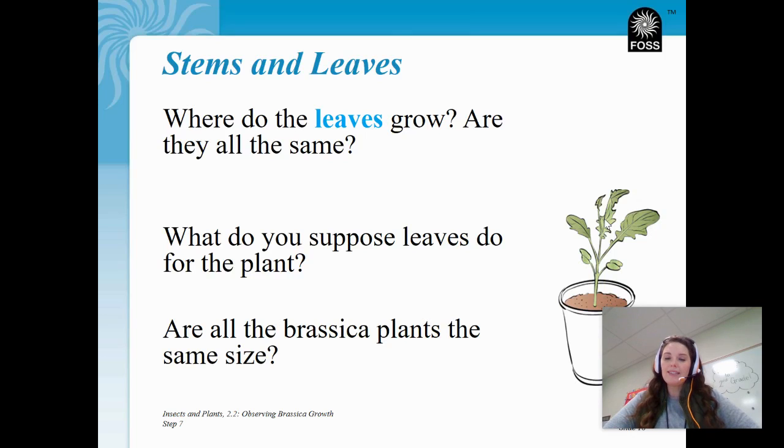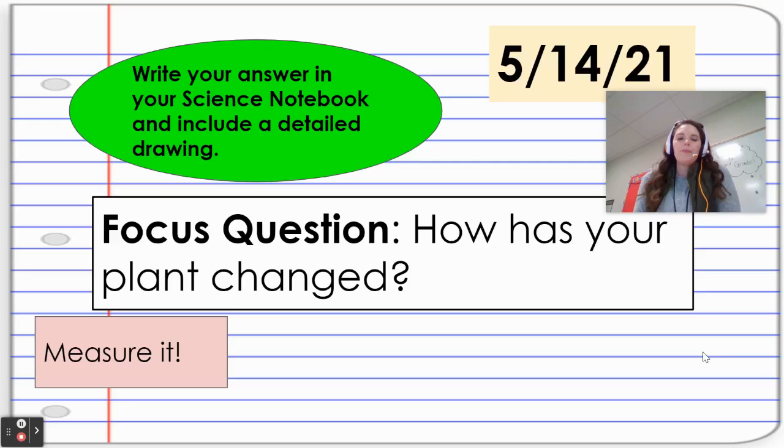Are all of your brassica plants the same size? They might be. Mine are not. I know this because when they started to sprout, I only had 2 sprout at first, and my third one took a while longer. So my third plant is smaller than the other 2. Now that you've had a chance to observe your brassica plant, you are going to answer this focus question. How has your plant changed? You're going to write your answer in your science notebook and include a detailed drawing. That includes labeling the different plant structures of your brassica plant, like I did, labeling your stem and your leaves.